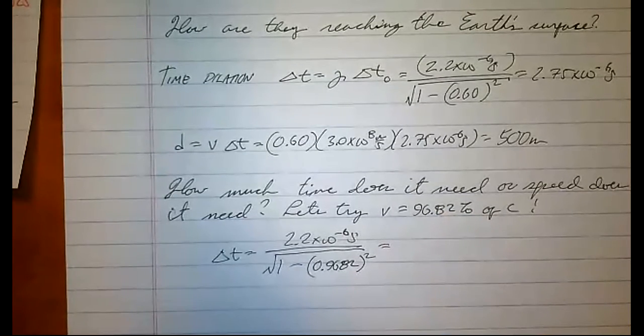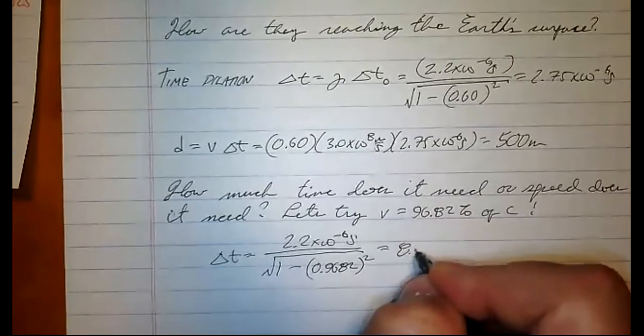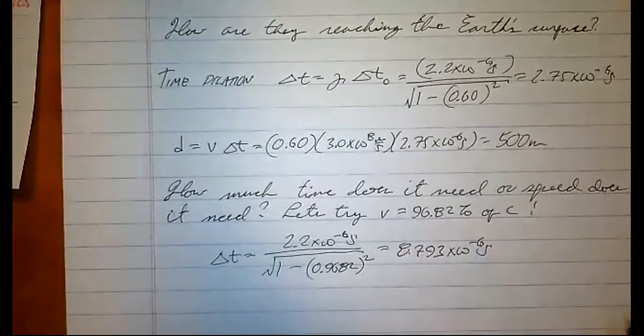So now I'm going to say, my calculator ever turn around, 2.2 e to the negative 6 divided by square root 1 minus 0.9682 squared. And this time it gives me 8.793 times 10 to the negative 6 seconds.